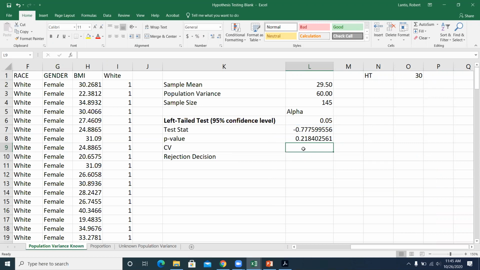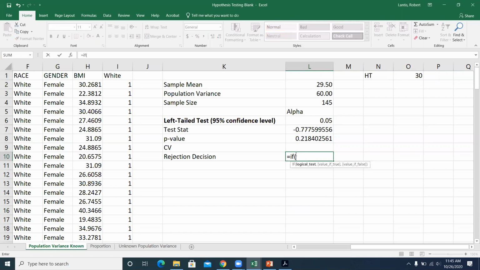So I should already be thinking I'm not going to be able to reject at any of our conventional levels of alpha, because I can only reject if that p-value is less than alpha, and our alpha here is 0.05. Definitely not less than 0.05, right? That 0.21 is not.